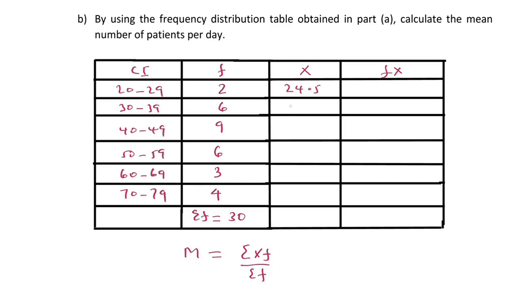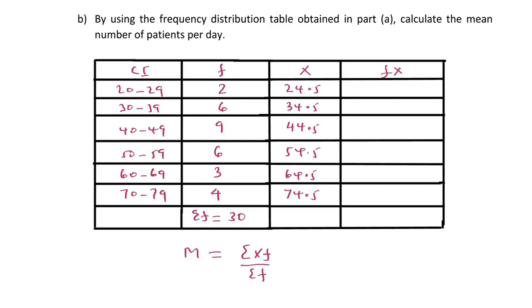Now for the second group, the value is going to be 34.5. The next is 44.5. Next is 54.5. The next is 64.5. And the last one is 74.5.